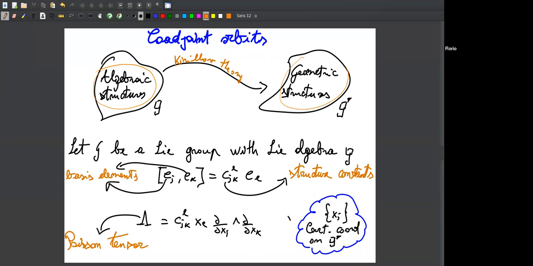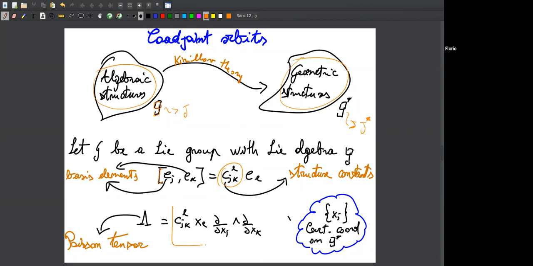This type of procedure, so to speak, is at the heart of Kirillov theory, because Kirillov theory takes the algebraic structure of a Lie algebra and turns it into geometrical structure on the dual. And imagine that here we have J and here we have its dual. So there seems to be a point of contact between the two things. So let's try to remember, in a very broad and rough way, what this Kirillov theory is. We start with the Lie group, with the Lie algebra G, we select a basis in the algebra and we build the structure constants. These are of course associated with the specific choice of basis, but once we have it, we introduce the associated Cartesian coordinates on the dual and we can define this tensor here.